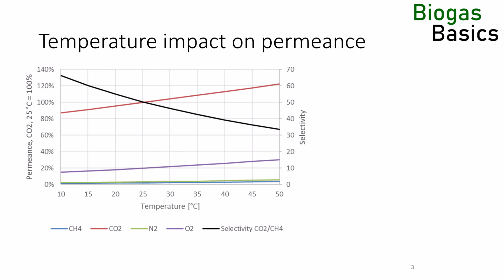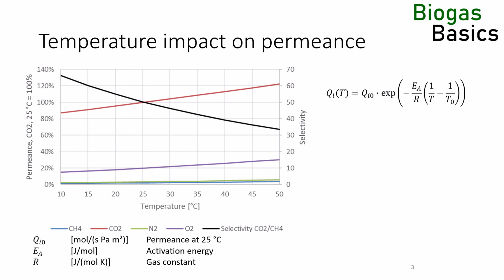This figure shows the relative permeance of methane, CO2, oxygen and nitrogen of a commercial membrane for biogas separation as a function of temperature. CO2 has the highest permeance, followed by oxygen and then nitrogen and methane. The last two have low permeances. The permeance of membranes is temperature dependent. The higher the temperature, the higher the permeance and the faster molecules diffuse over the membrane. The temperature impact on permeances can be described with the Arrhenius equation.